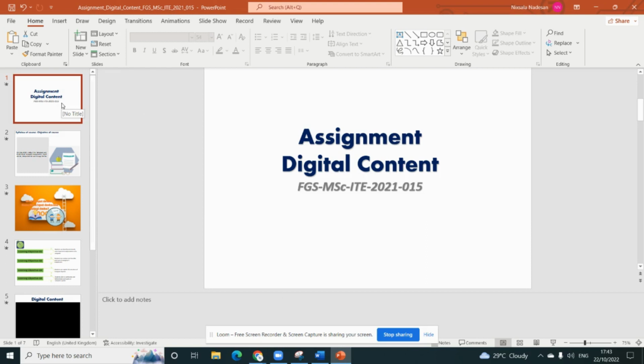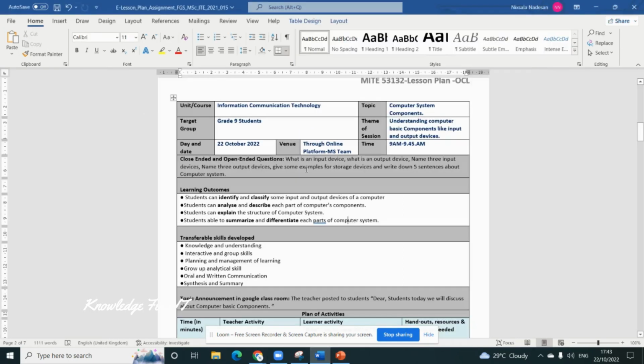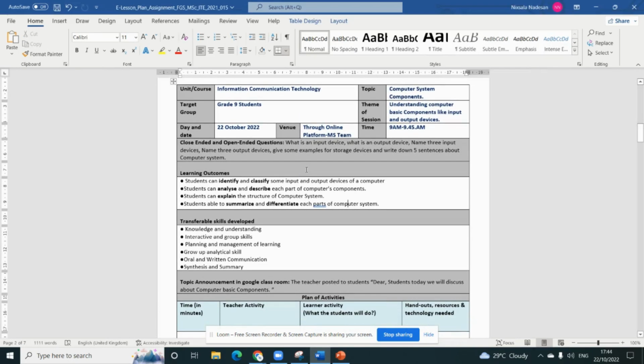Today, I have prepared to present my digital content according to the prepared lesson plan. The target group is grade 9 students. The topic that I have selected is computer system and components.